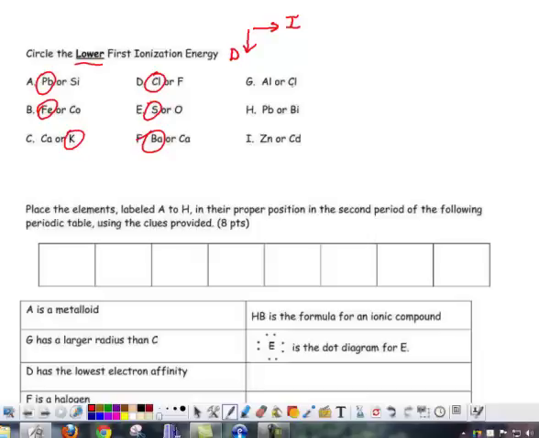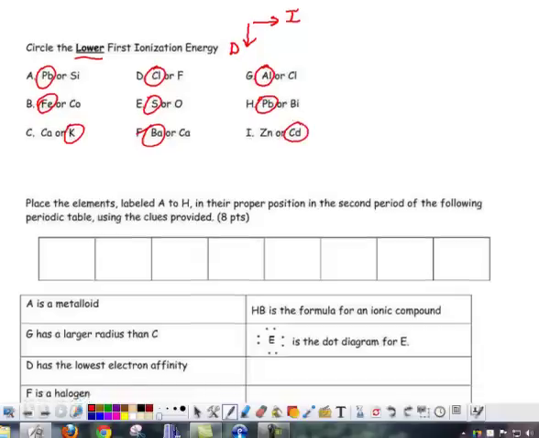Aluminum or chlorine, they're in the same row, and aluminum is further to the left, so it increases until you get to chlorine. Lead and bismuth, and lead is further to the left, so bismuth will be a little bit bigger. And zinc or cadmium, you decrease going down, and cadmium is lower on the same column. All right, last one here.